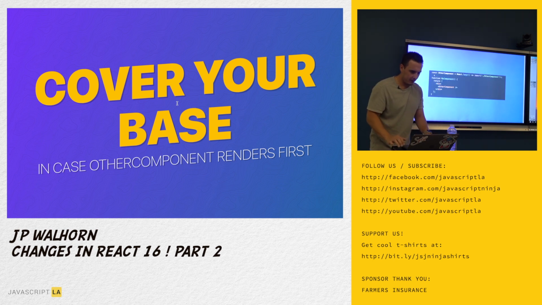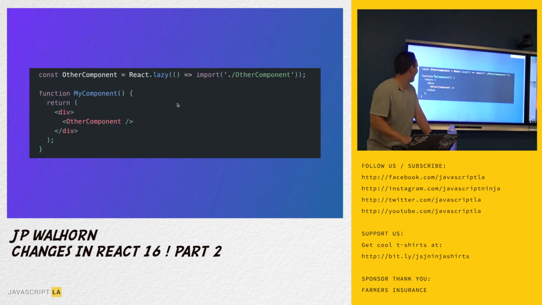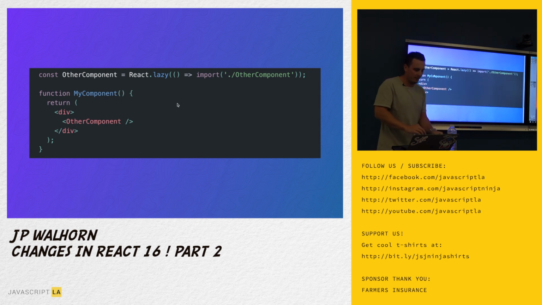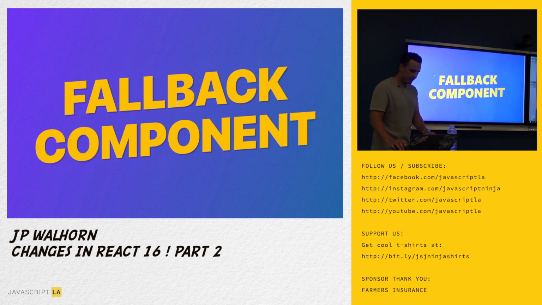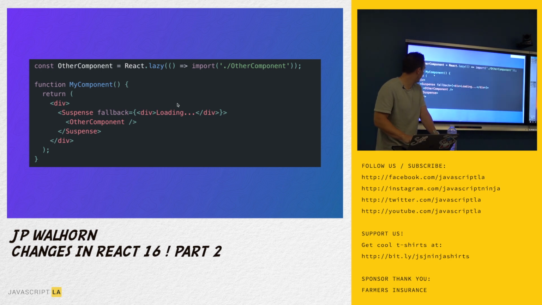Let me go up here. Okay, let's see. So let's say my component renders before my other component. Normally the other component should render first because it's normally smaller. But let's imagine my component already rendered fully, and the other component is still loading and rendering. So you have to have a fallback for that. And that's where the fallback component comes in. I missed one. There we go. And this is where suspense comes in.